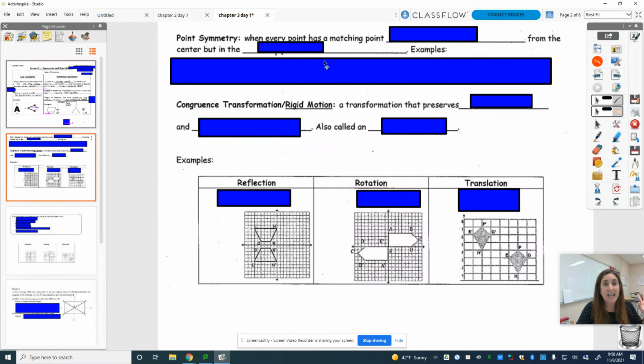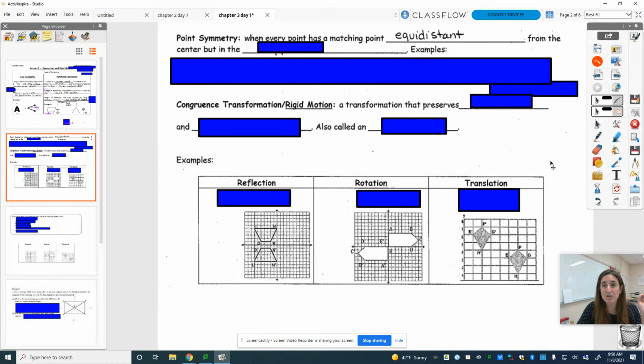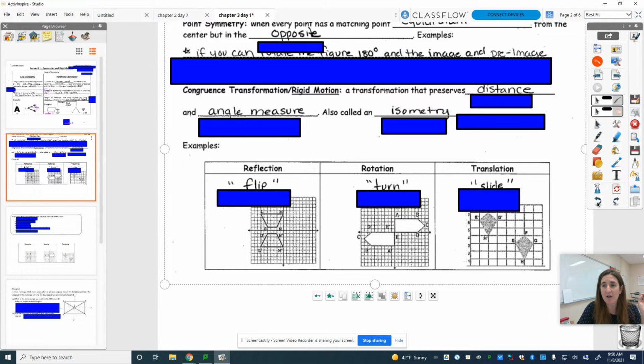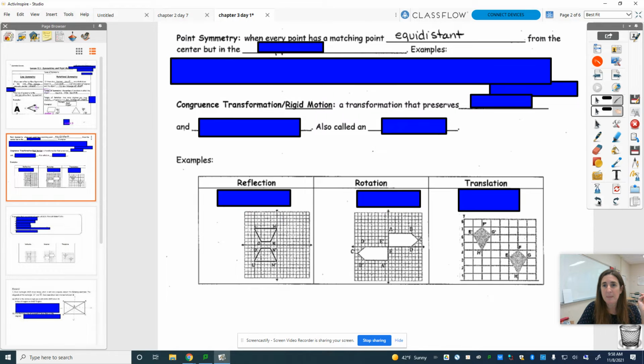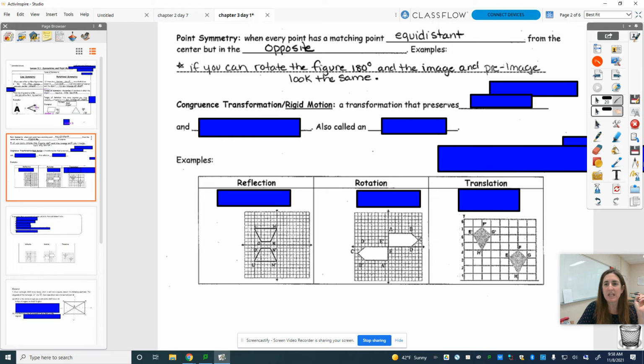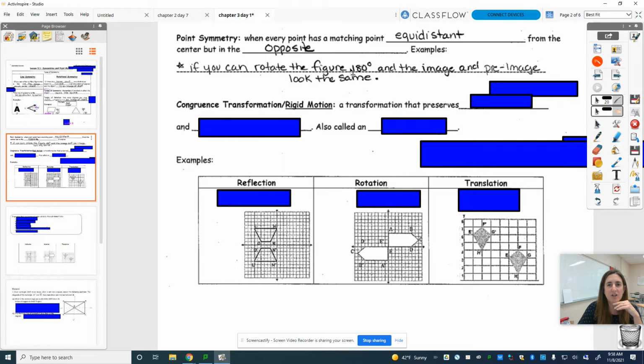Point symmetry is totally different. Point symmetry is when every point has a matching point that is equidistant from the center, but in the opposite direction. For example, if you rotate the figure 180 degrees and the image and the pre-image look exactly the same, then it has point symmetry.